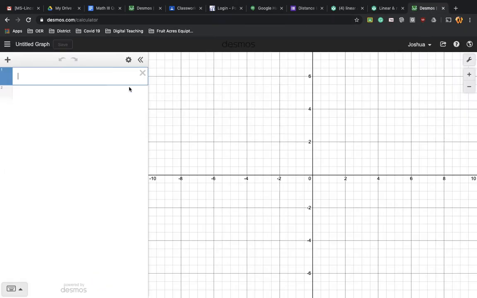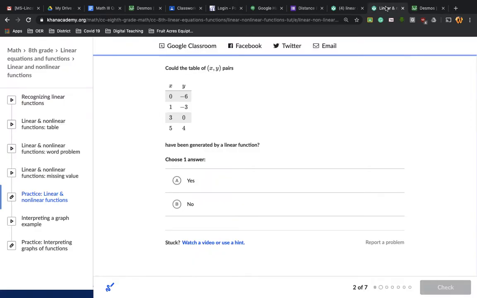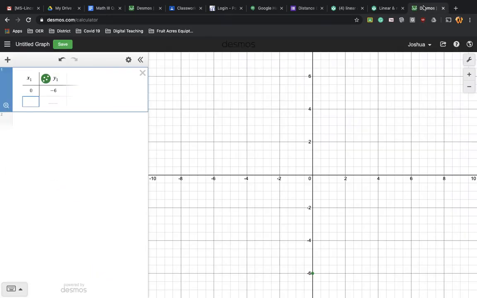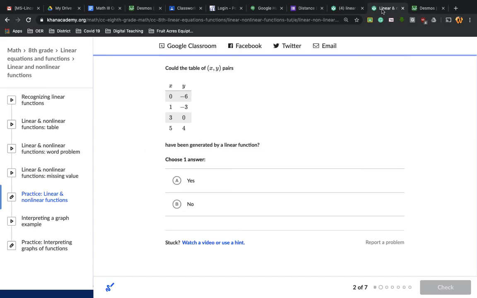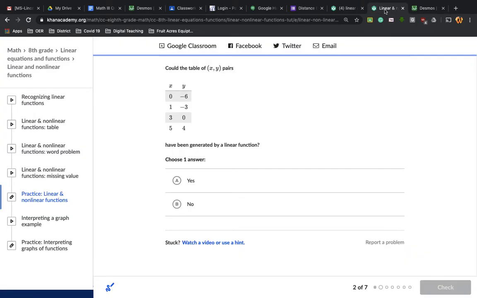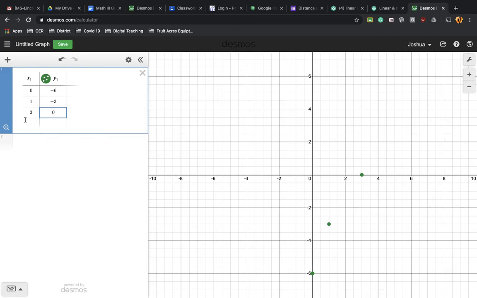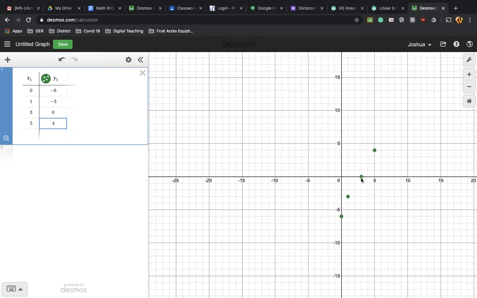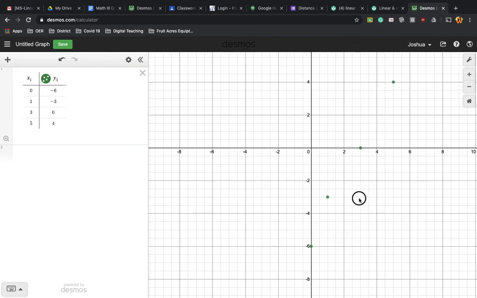0, -6 would be our first point. We're going to put in a table. 0, -6. Our second point, 1 and -3. And we're going to find out real quick here. This is going to start to look like, oh, there it is. There's 1, -3, 3, and 0. And finally, 5 and 4. And we might need to zoom out here just so we start to get the whole picture. Hey, look at that. Very, very interesting.